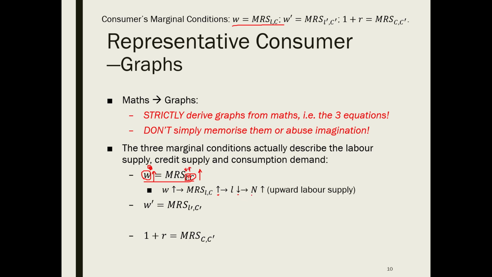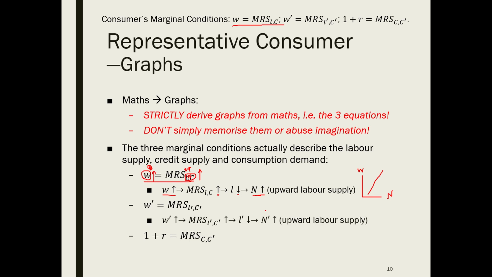A drop in leisure means a rise in labor supply. So to summarize, a rise in wage results in a rise in labor supply. This corresponds to an upward sloping labor supply curve. Now you know that the upward sloping labor supply curve is not just a story, but well based in mathematics.